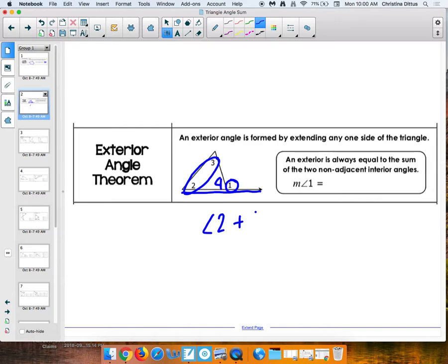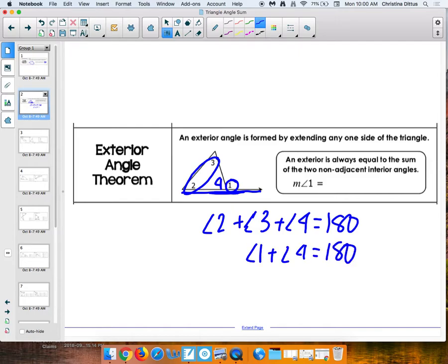You just told me that if I add all the angles in a triangle it equals how much? 180. What if I look at angle 1 and 4? What should those add up to be? 180. Why is that? Because it's on a line. Because it's a line, yeah, it's a linear pair. So if it's true that 2, 3, and 4 add up to be 180, and then 1 and 4 add up to be 180, don't you think it's true that 2 and 3 have to be the same as 1?